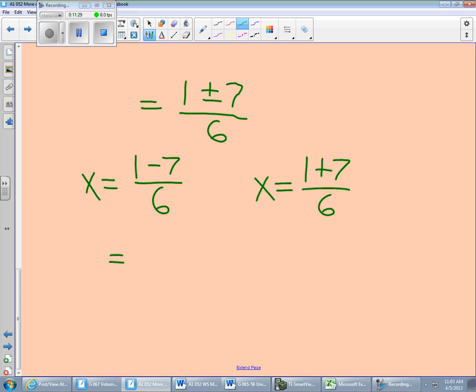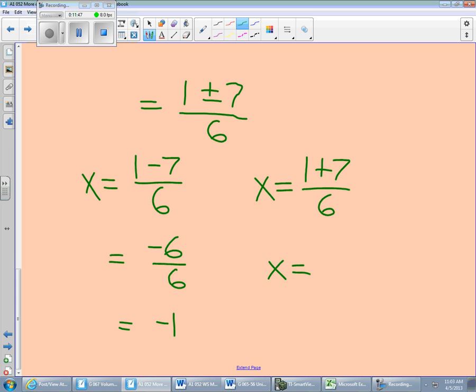1 minus 7, negative 6. Second period had a problem with that too. And negative 6 over positive 6? Negative 1. That's nice. Got a nice, neat whole number. The quadratic formula doesn't do that very often, but there it is.